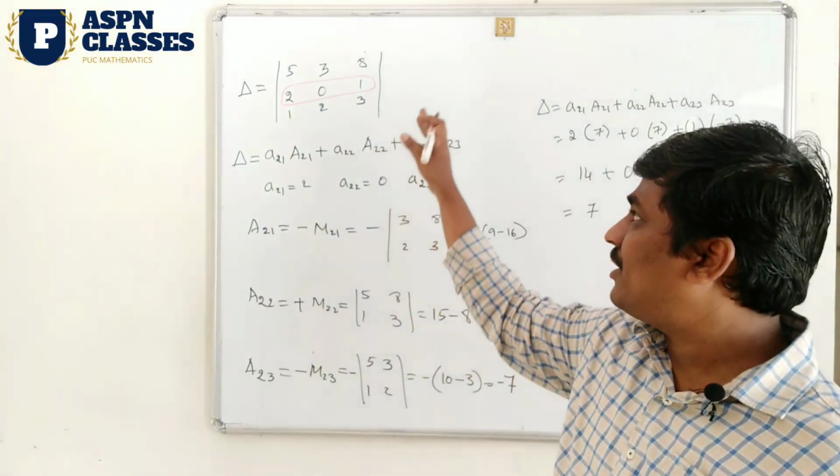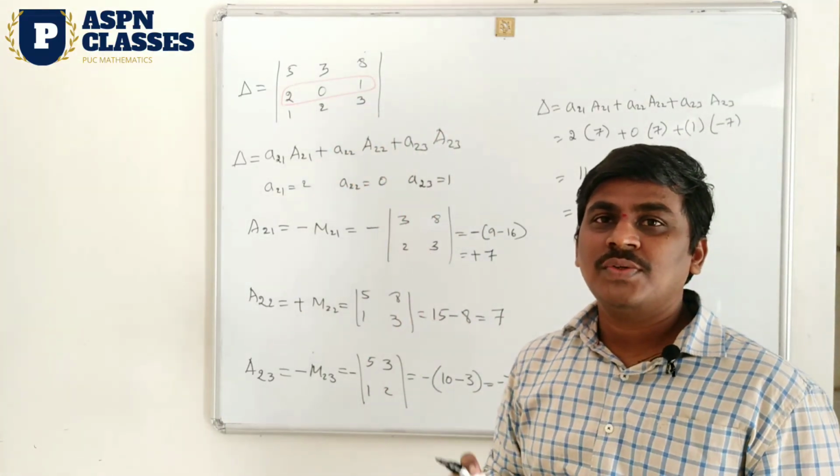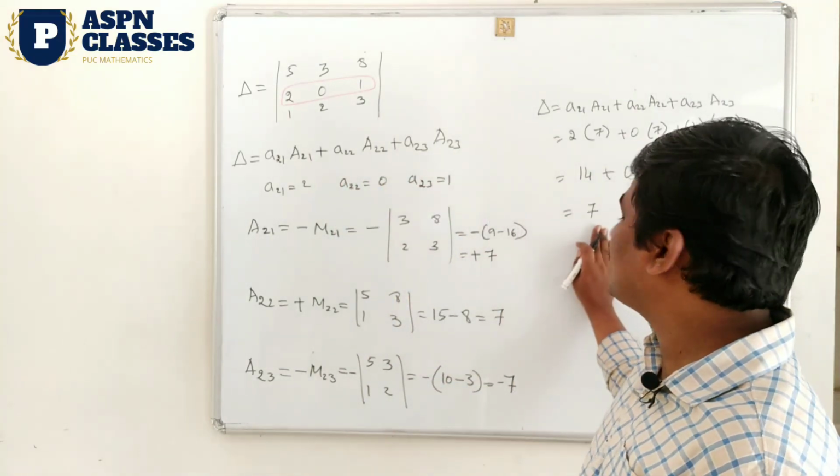Okay, so you may also find the expansion along the first row, and find the determinant value. You get the answer 7 only.